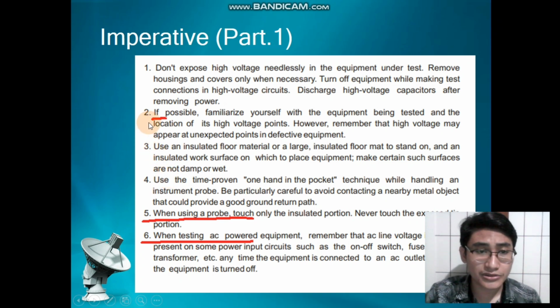For number 2, number 5, and number 6 do not begin with an imperative because number 2 using if clause and number 5 and number 6 gives the condition first, then uses the imperative.